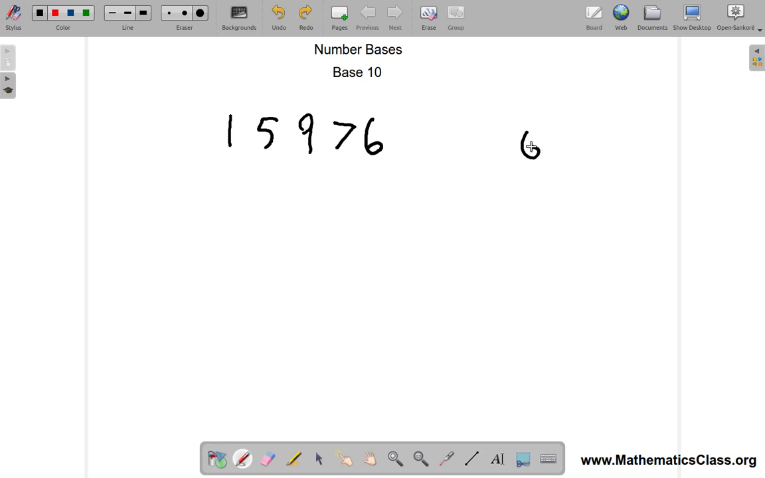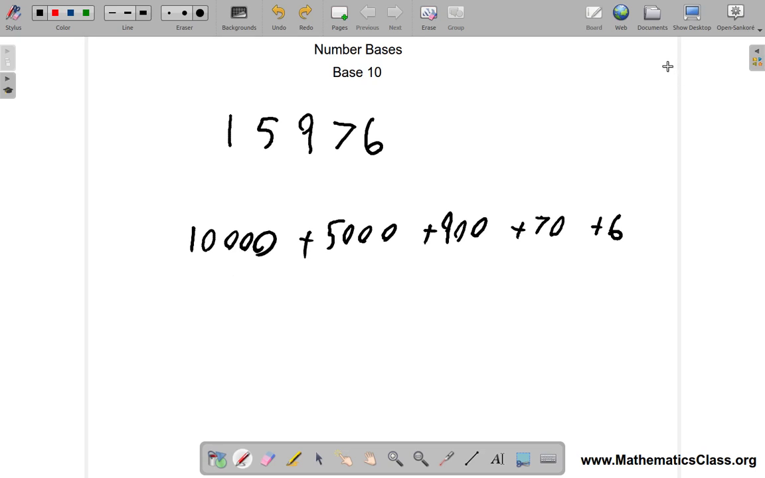From the right, it is 6 plus 70 plus 900 plus 5,000 plus 10,000. Let's add them straight and see if it works out. 10,000 plus 5,000 plus 900 plus 7 tens, which is 70, plus 6.